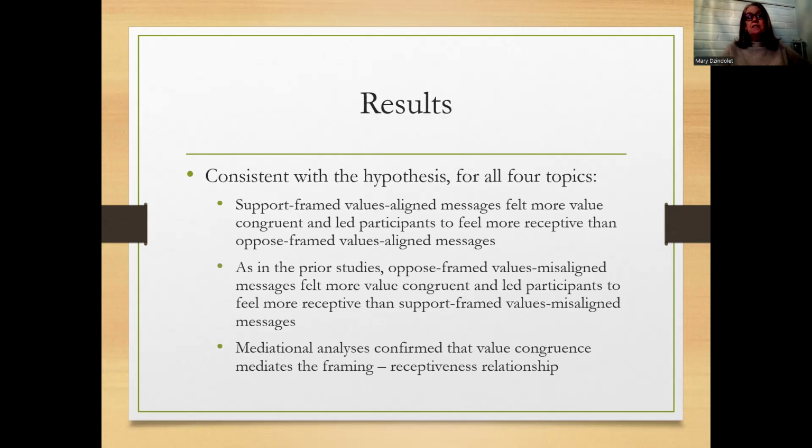And consistent with the hypothesis, for all 4 topics, topic didn't matter at all, so they just combined across all 4 topics. Support framed, values aligned messages felt more value congruent and led participants to feel more receptive than opposed frame values aligned messages. In other words, you think you're talking to someone who agrees with you. But as in the prior studies, opposed framed values misaligned messages felt more value congruent and led participants to feel more receptive than support frame values misaligned messages.